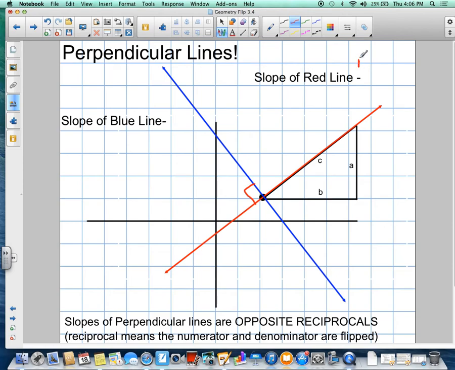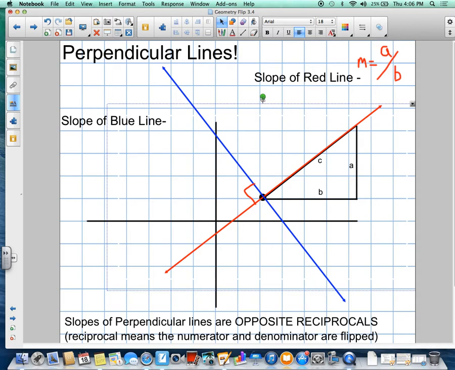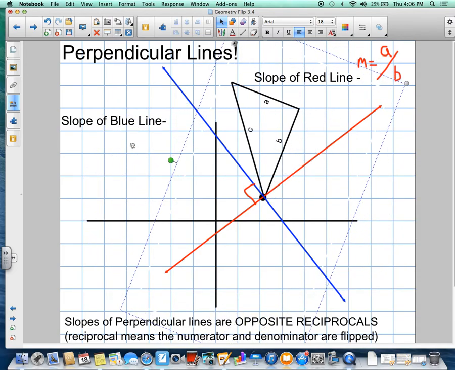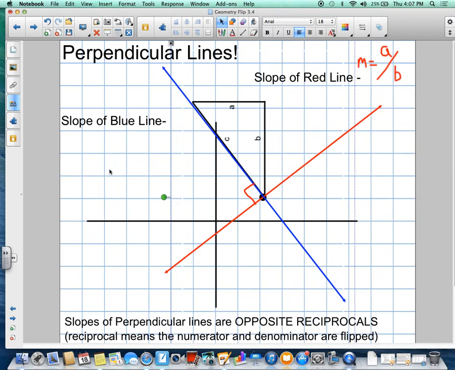So we'll say that M for slope equals A over B. Okay, so keep that in mind. So we know the slope of that red line there is A over B. So I'm going to rotate this right triangle all the way up here. And sorry, the letters rotate a little bit. But now let's look at the slope of the blue line.